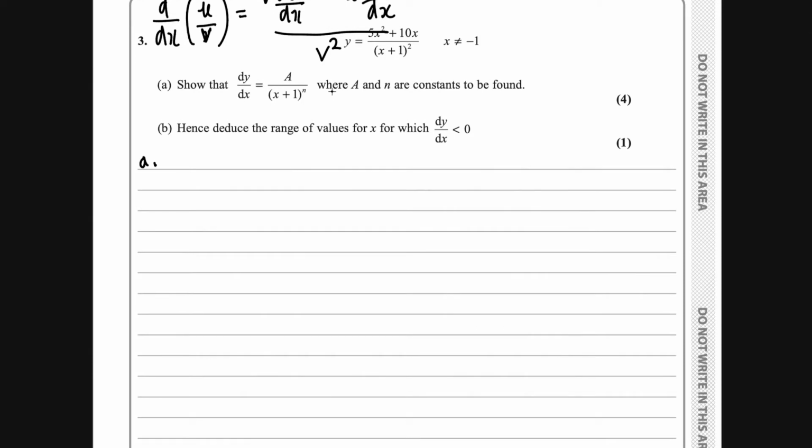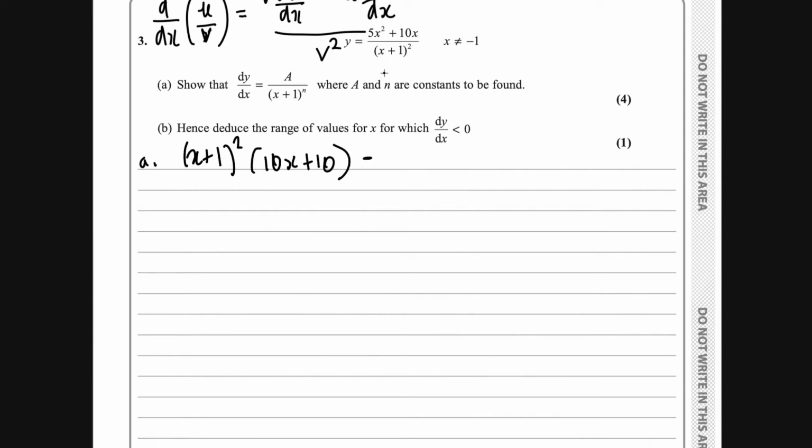So we're going to be applying that within what we've got here. So our numerator is 5x squared plus 10x, and our denominator is x plus 1 squared. So our denominator, v, times by the derivative of the numerator, so we've got 10x plus 10, basic differentiation there.